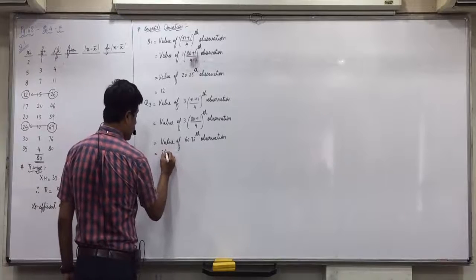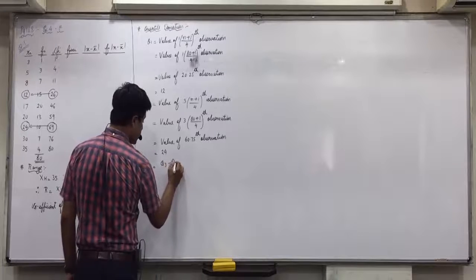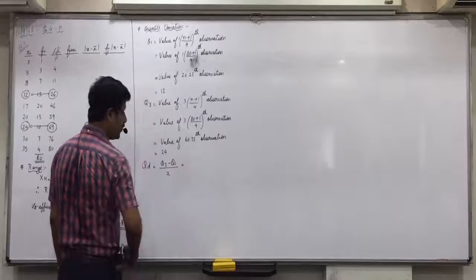Now we can find quartile deviation. QD is equal to Q3 minus Q1 upon 2.